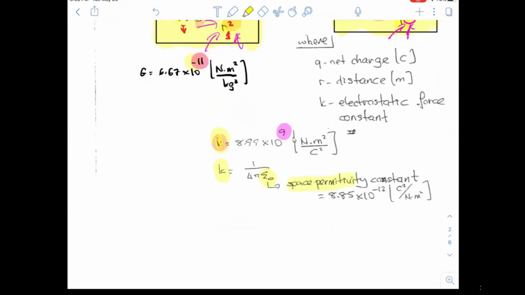This is known as the space permittivity constant. The space permittivity constant is going to be a very small number, about 10 to the minus 12. So the question is, what does that represent? K represents the strength of the electrostatic force when expressed in terms of epsilon.